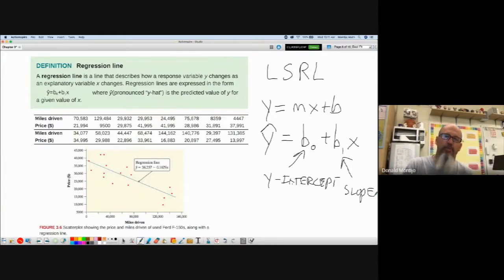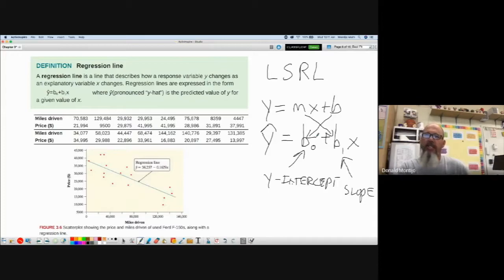So the hat is just reminding the reader, or whoever's looking at our work, that I have a line that's going to help me predict what's going to happen in the future, or what should have happened yesterday. Okay? So this regression line is, again, just a regular line, y equals mx plus b, but the notation is different. So really, m is b sub 1 and b is b sub 0. So the y-intercept comes first, plus the slope times the x value.